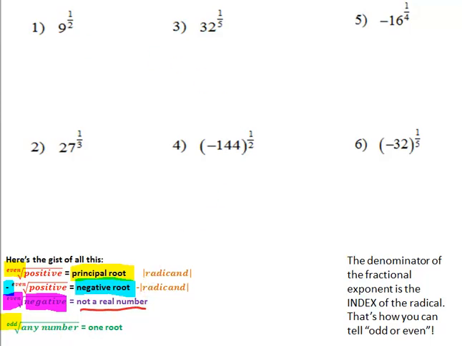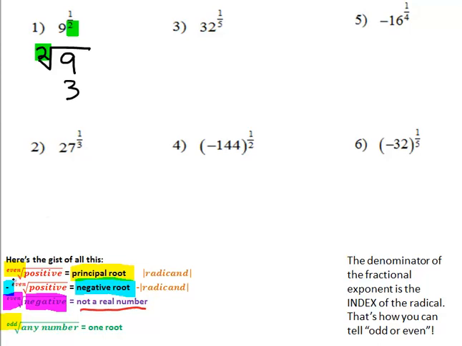So let's take a look at these. First, we're going to rewrite them. So this is 9 to the 1/2. I'm going to put it in a radical. There's 9 on the inside. The denominator is 2, so the index is 2. The square root, and normally you wouldn't write that, but I am for now. And the square root of 9 is 3.